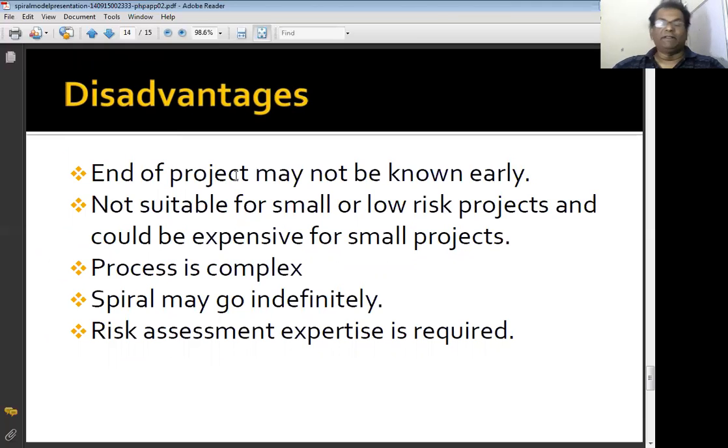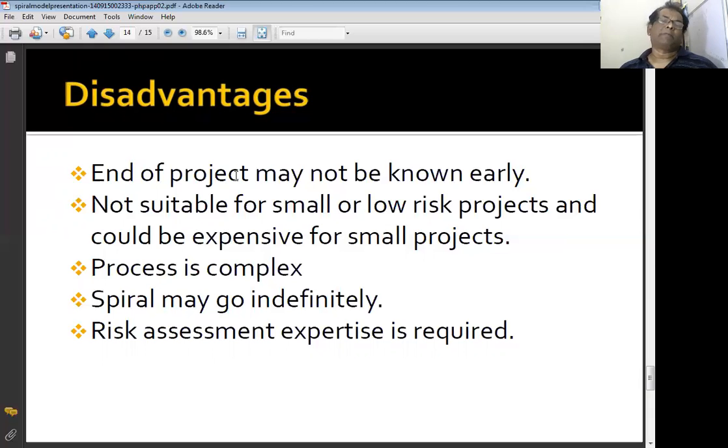And finally, the disadvantages. The end of the project may not be known early, because every time you are testing and working on the project's viability, the project does not end very fast. Next, it is not suitable for small projects, as I told you. Everything is prototype, everything is testing, so for a small requirement it is not so feasible. It is not meant for small operations.